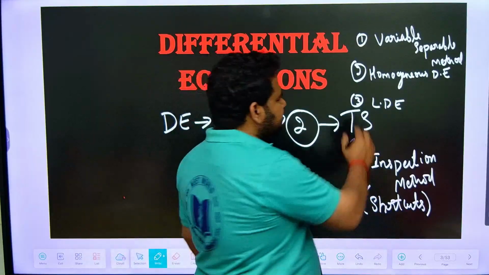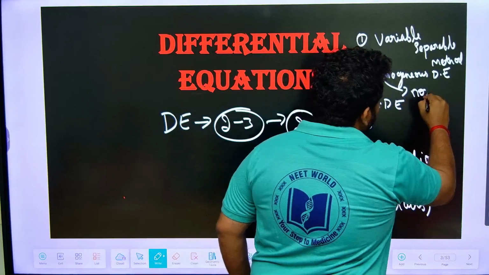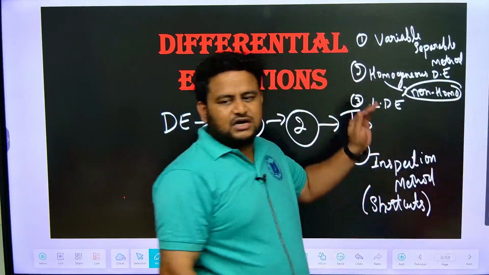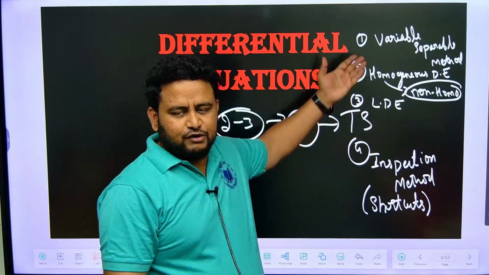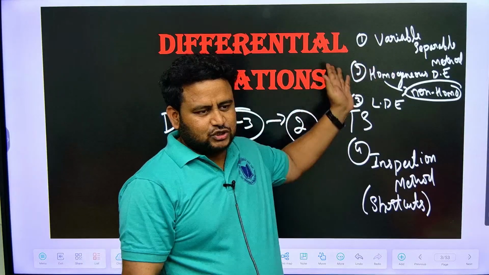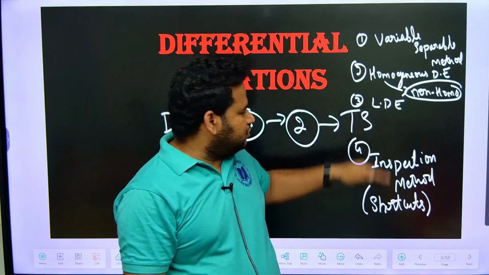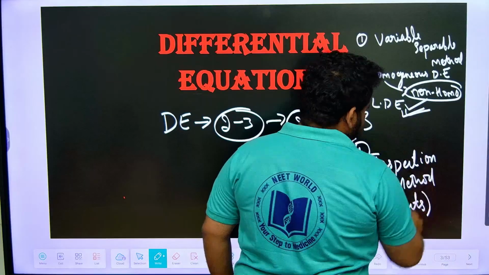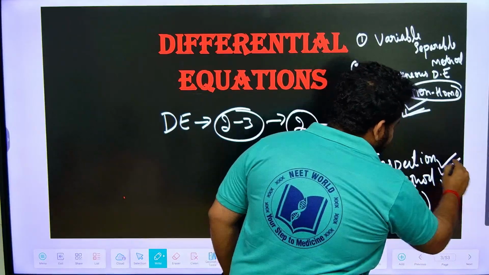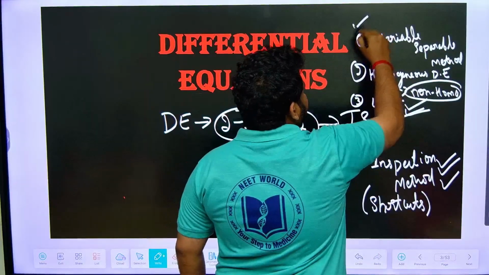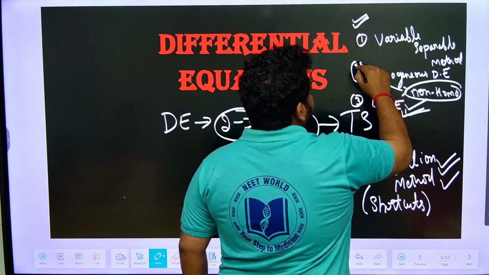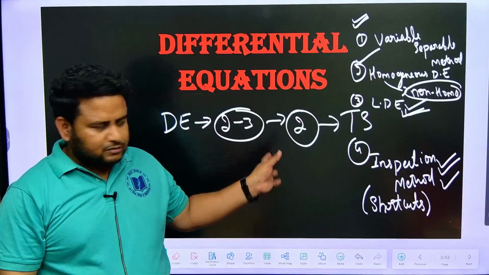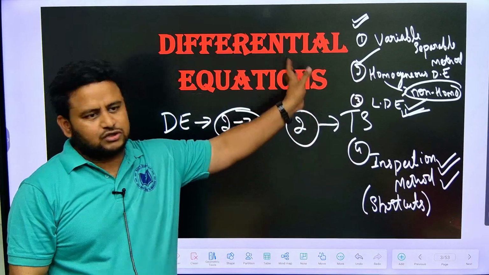Sometimes they will ask questions on non-homogeneous also, but very rarely. If they ask, you should know how to convert non-homogeneous to homogeneous, then bring it to variable separable method, and based on that you can solve. So, highest priority should be given to linear differential equations, then comes the inspection method to get the answer very quickly, and then comes variable separable, then homogeneous. Non-homogeneous they very rarely ask.